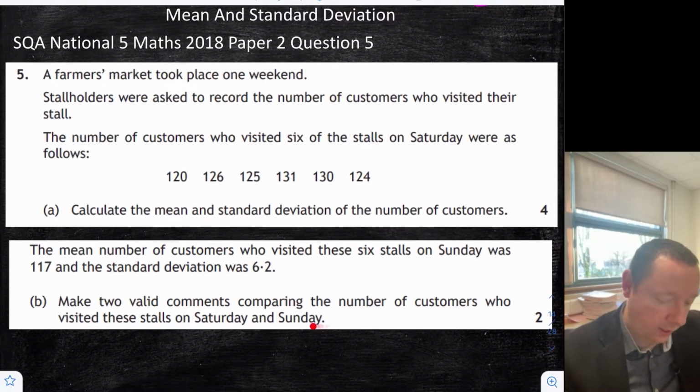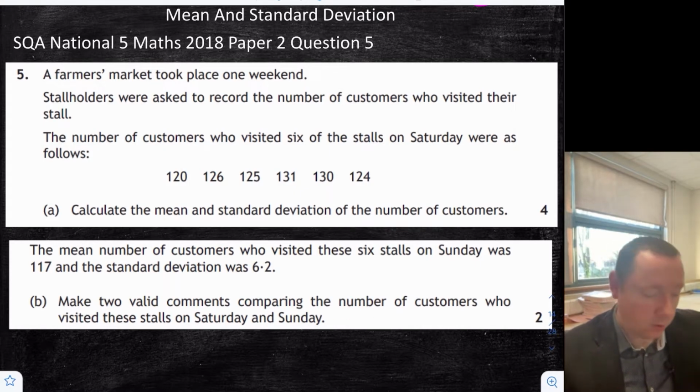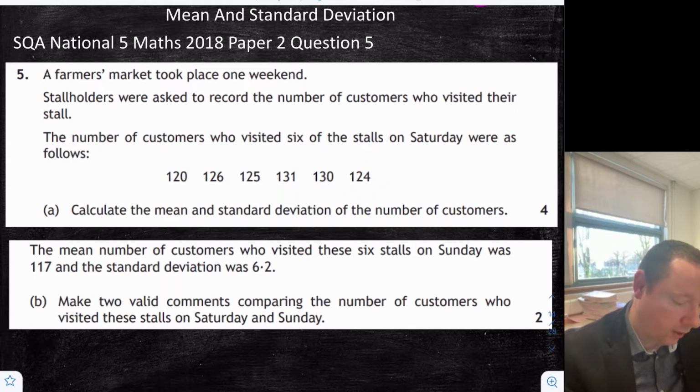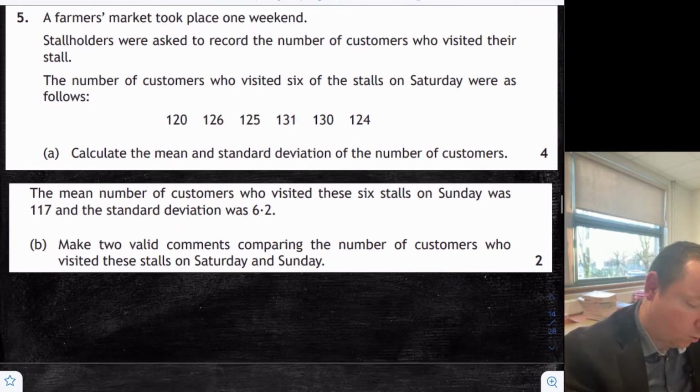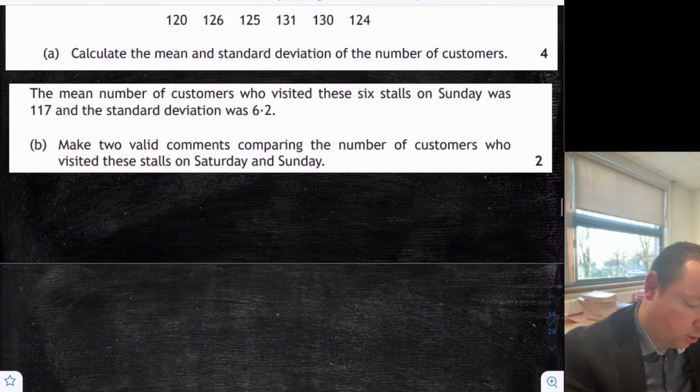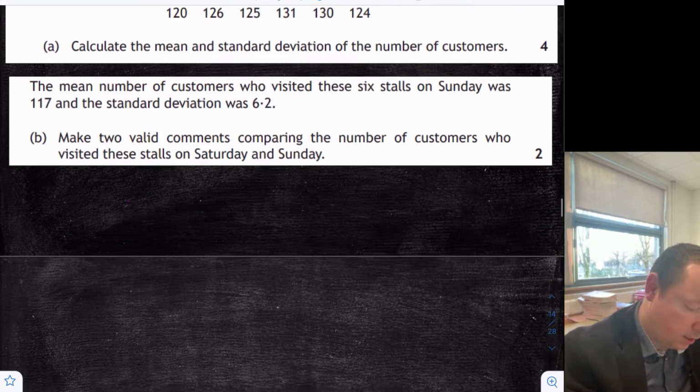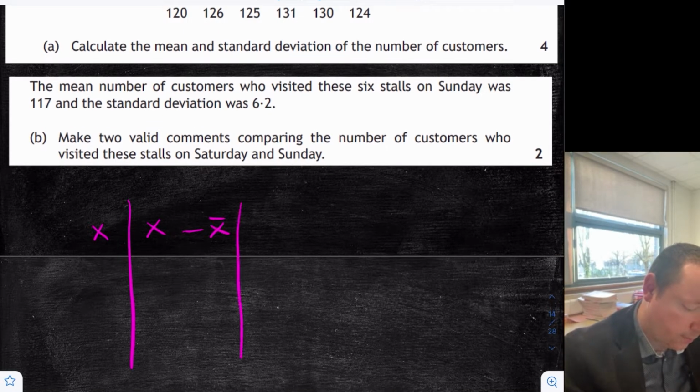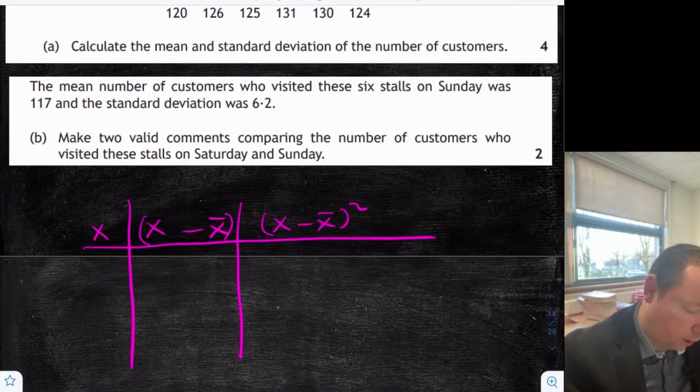Make 2 comments again about Saturday and Sunday for the number of customers. So we'll do part A first, then we'll move on to part B. So the mean and standard deviation, using these numbers as our base. So we want x minus x bar squared. And our numbers go down the side: 120, 126, 125, 131, 130, 124.